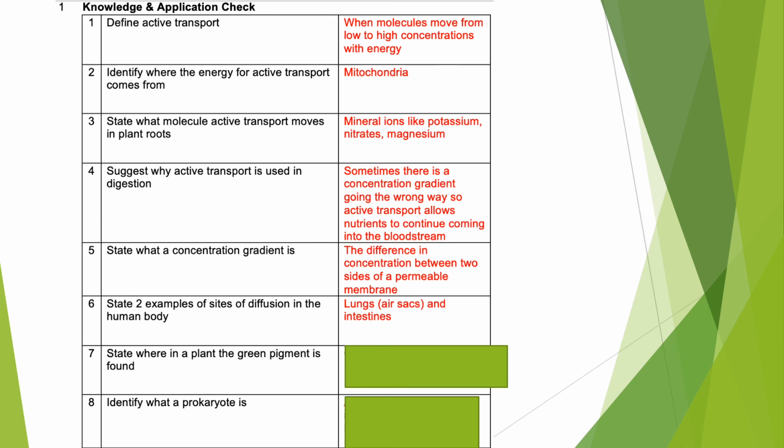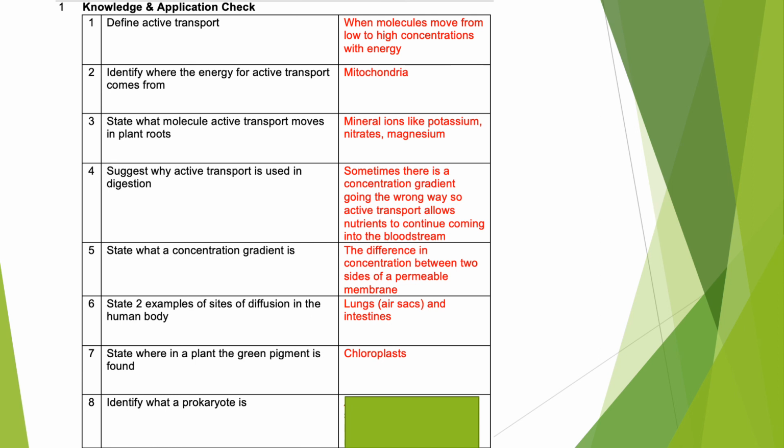Number seven, state where in a plant the green pigment is found. There's a reason why most plants are green, and that's because of the chloroplasts. Okay, and in the chloroplasts, you'll find the pigment called chlorophyll, which is the reason why plants are green.